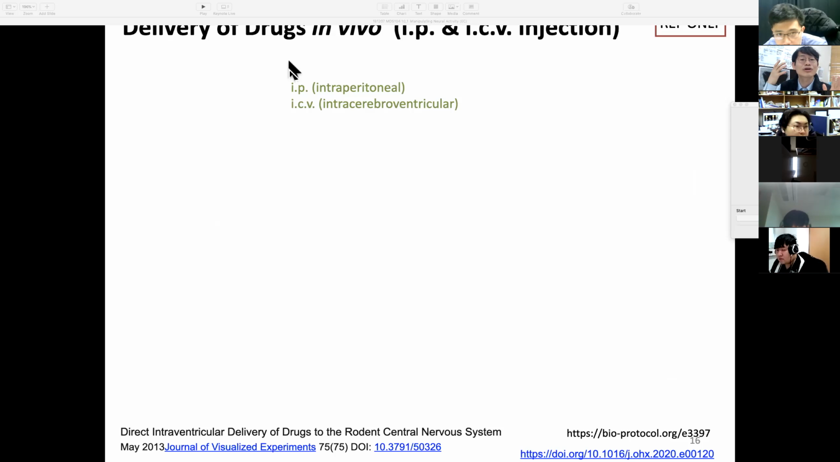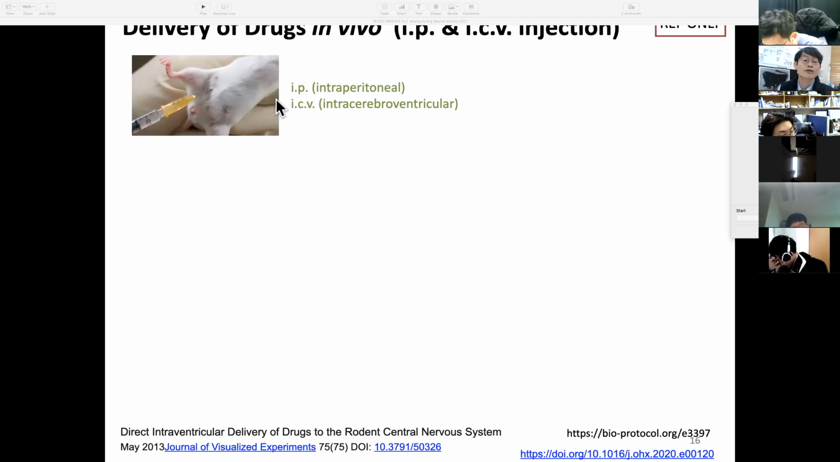So it may not be very easy to deliver drugs because our brain actively blocks some other chemicals entering into the brain tissue. So a problem is delivery of drug in vivo. I give you two examples. First, IP, which is intraperitoneal injection, which eventually drains into the vena cava so that it mixes with the circulation, okay?